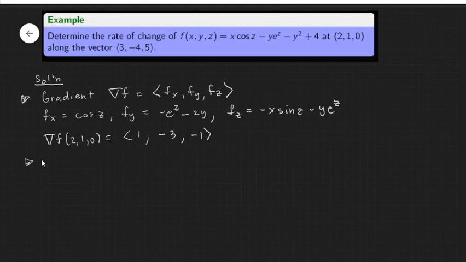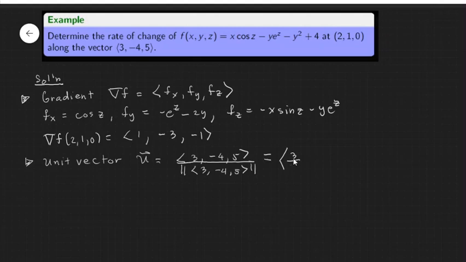Next, we compute the unit vector parallel to the given direction v. So we just normalize the given vector 3, negative 4, 5 by dividing the vector by its magnitude. Now the magnitude of this vector is simply square root of 50, since 3 squared plus 4 squared plus 5 squared is 50. So we have 3 over square root of 50, negative 4 over square root of 50, and 5 over square root of 50.